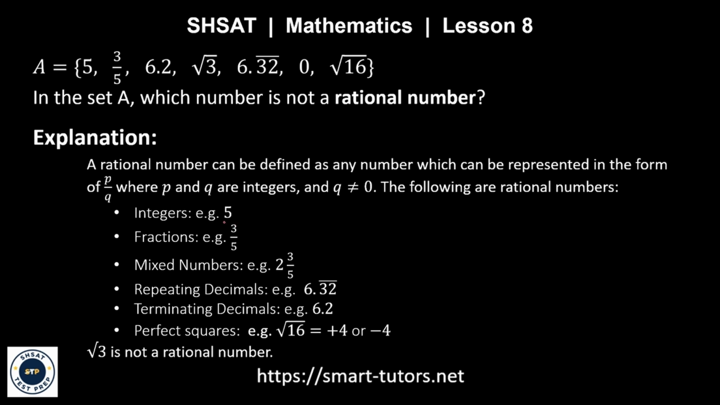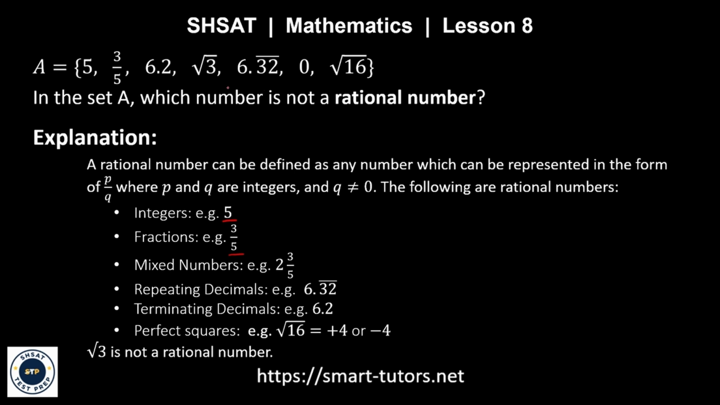Integers, for example, 5, fractions, example 3 over 5, mixed numbers, repeating decimals, 6.32, that goes on and on and on. Terminating decimals, example 6.2. Perfect squares, for example, square root of 16, which would be equal to plus 4 or negative 4. So in this set, we have 5, 3 over 4. All of this were included here as examples of rational numbers.